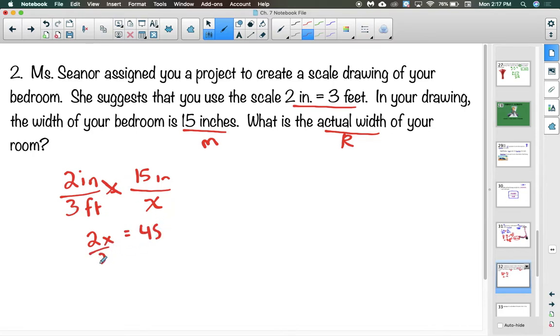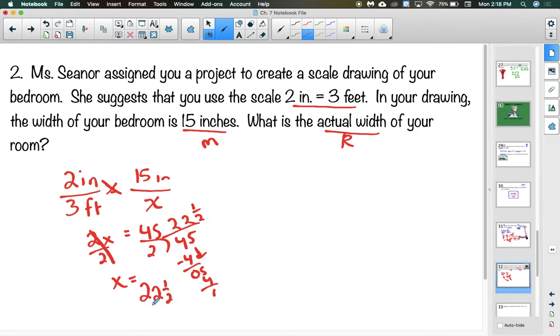We're going to divide by 2 on both sides to get that x isolated. And we get 45 over 2. So we can do a real fast division here. Drop that 45 into the house. 2 goes into 4 twice. 2 goes into 5 twice. 1 is your remainder. So we get 22 1/2.